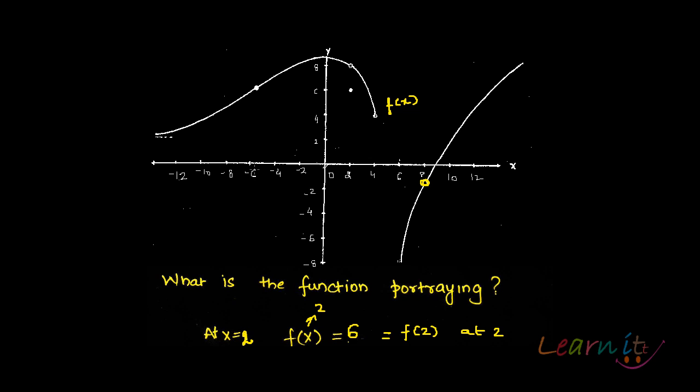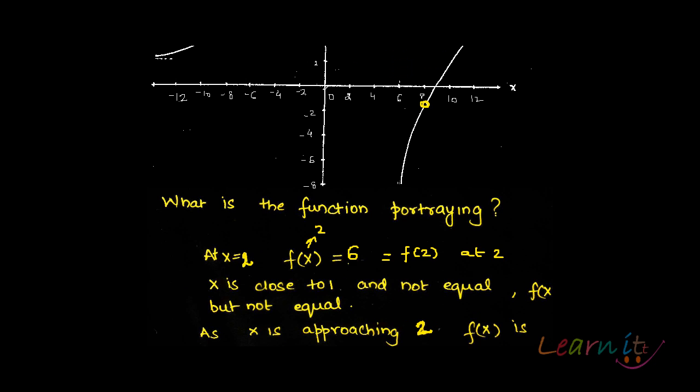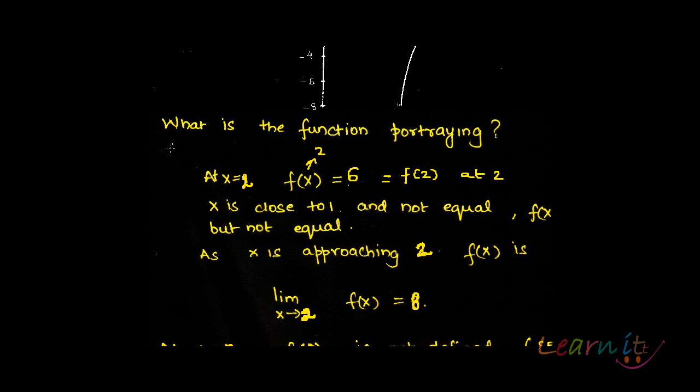Okay, so we have functional values out here. This is a discontinuous graph, of course, as you can see. Just notice that for minus 6, the functional value is 6, and f(2) equals 6. f(4) is not there. These circles mean that the function does not exist here, so they are not part of the domain. So what is this function portraying?